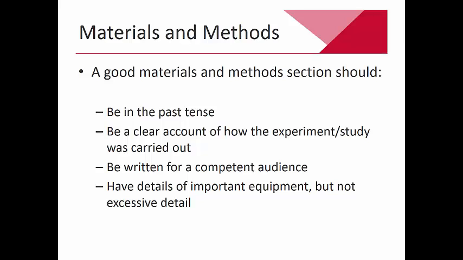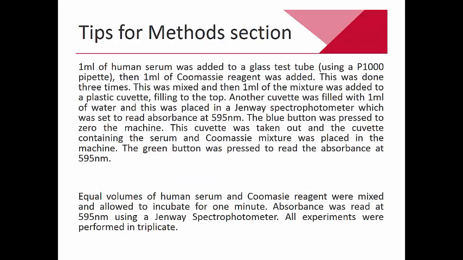Importantly though, it should be written for a competent audience. So if you imagine you writing for one of your peers who didn't do the same experiment, that gives you a good idea of the level that you're sort of aiming at. So for example, it should have details of important equipment. So things where you've made a deliberate decision to use one piece of equipment rather than another, but not excessive detail. So there could be a large piece of equipment where you've got a choice of two and you might have to make a decision over which one you use, in which case you would include that. But you might not include things like what type of beaker you used or what type of Bunsen burner, because they're all pretty generic.